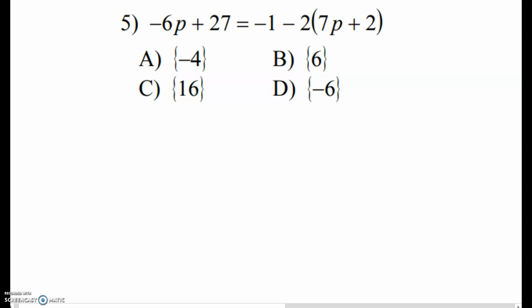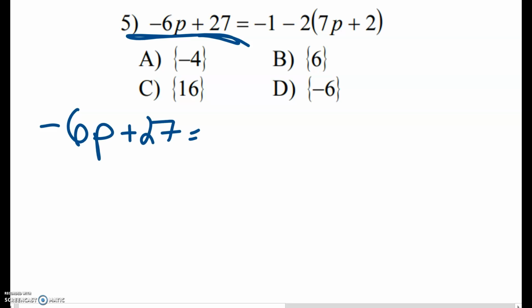The first thing I want to do is look at the left side. Can I combine these together? No, they're not like terms, so they're going to stay the same. On the right side, can I combine anything together? Well, I can't combine those together, but I do have a number in front of a parentheses.